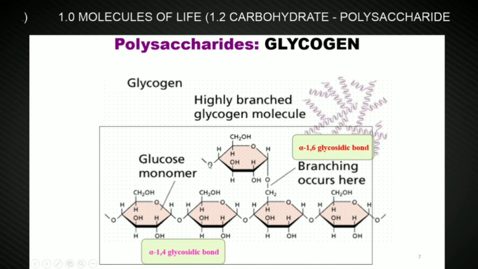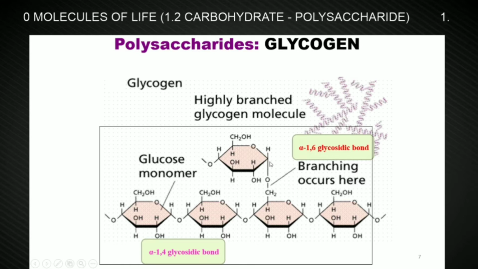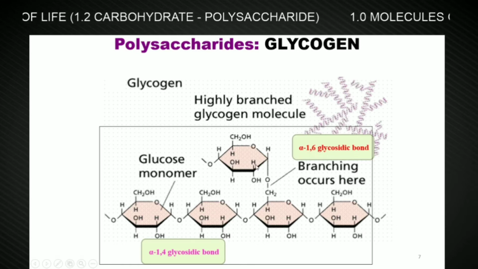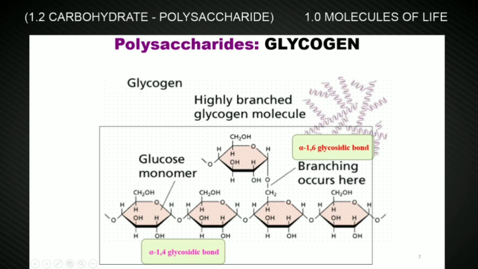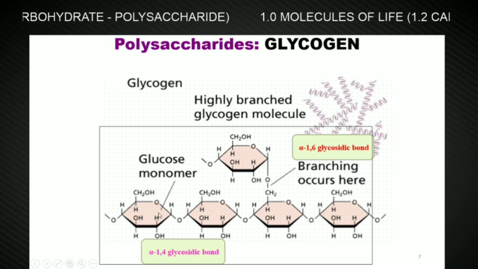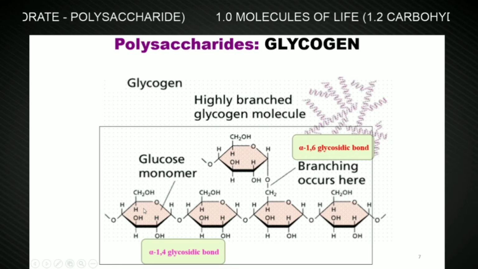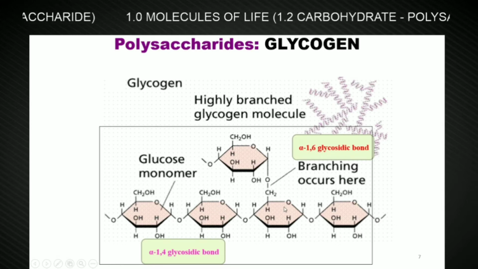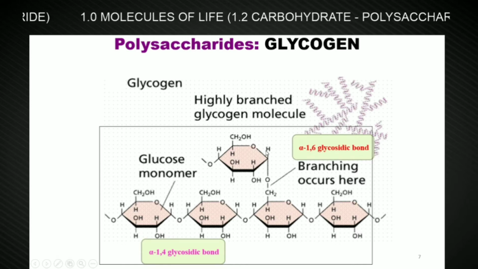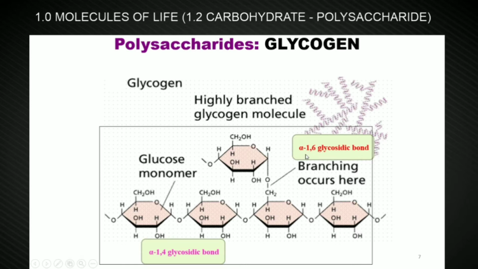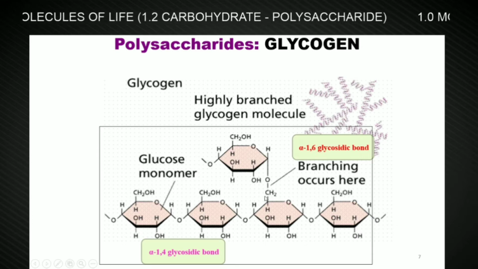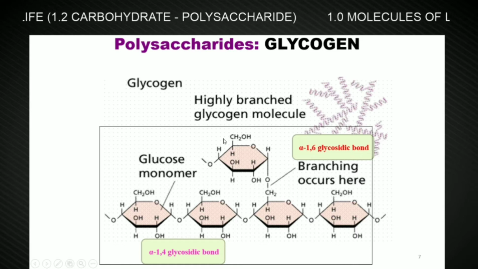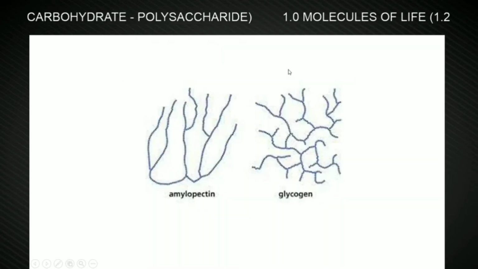So, if the question asks you name molecule X, you need to answer this as alpha glucose. So, name bond X. The bond between alpha glucose and alpha glucose, which are next to each other, is alpha 1,4-glycosidic bond. But then the bond at the branch structure is alpha 1,6-glycosidic bond. So it means the bonds that are present in amylopectin are also present in glycogen.